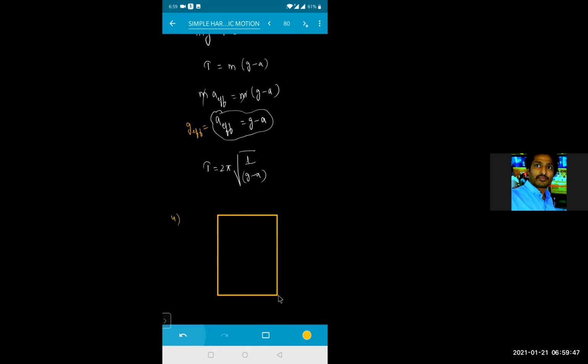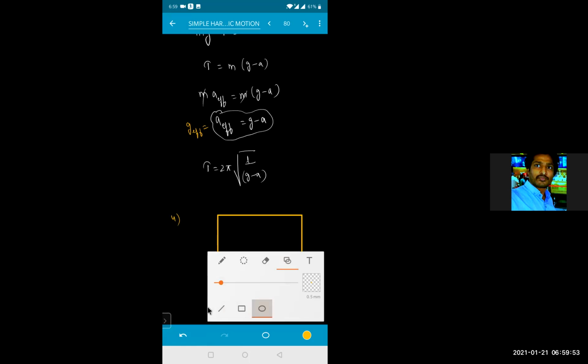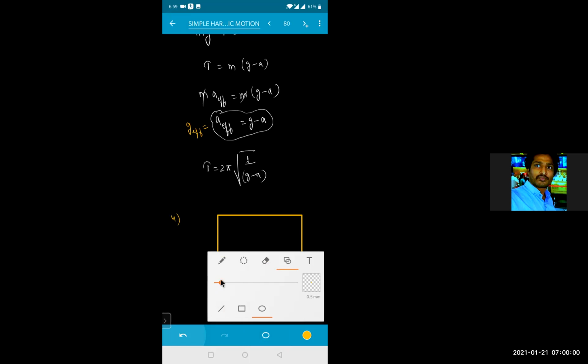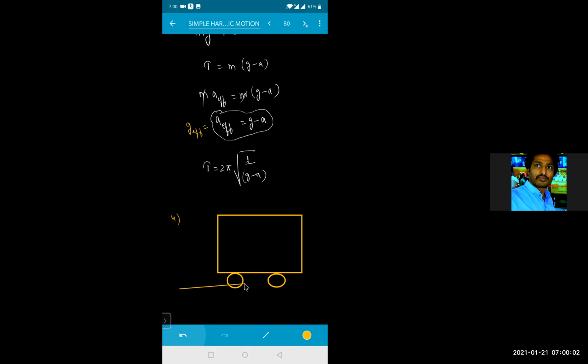Okay. One more case right now here. This is your lift, or say for example some trolley, not a lift. This is some trolley, and in this one, this trolley is moving in the forward direction, something like this. And this is your ground.